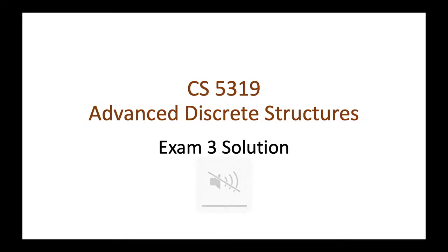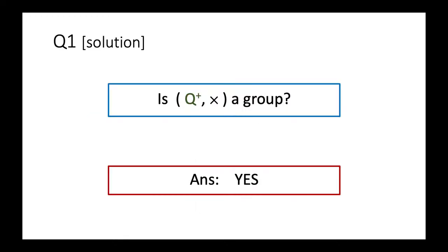Okay, so question 1 asks, suppose that we are looking at this algebraic system with Q plus, the positive rational numbers, as our set, and multiplication, the standard number multiplication, as our operator. We want to find out whether this algebraic system is a group or not. And the answer is yes.